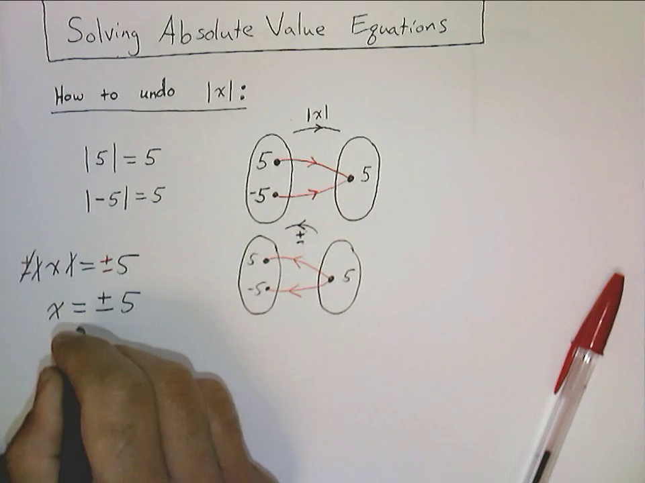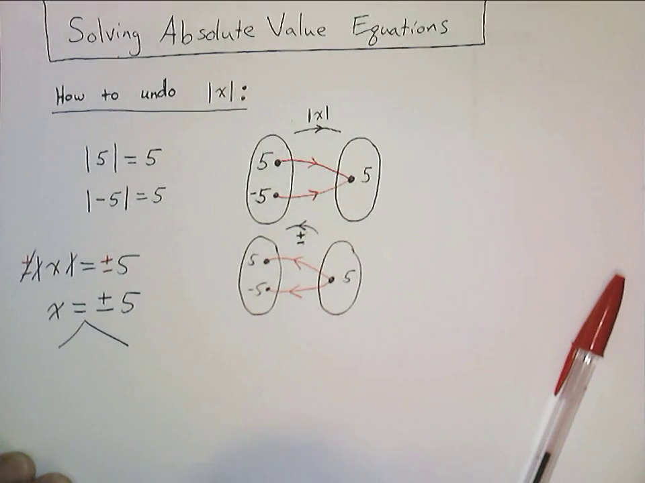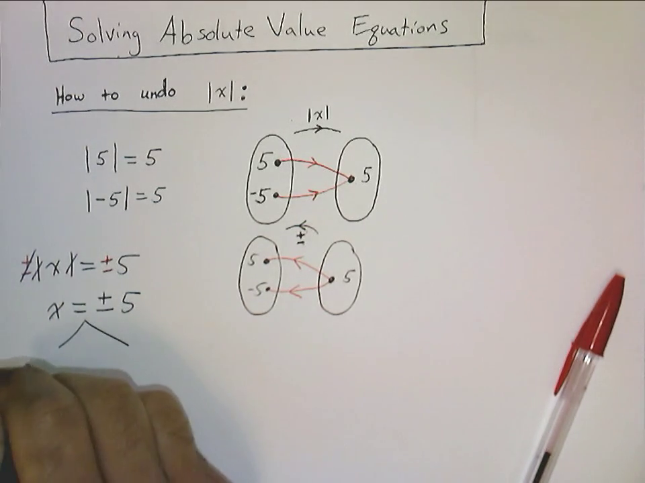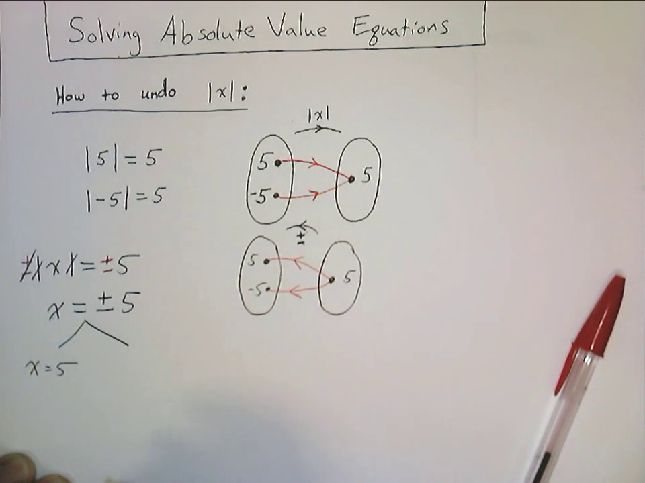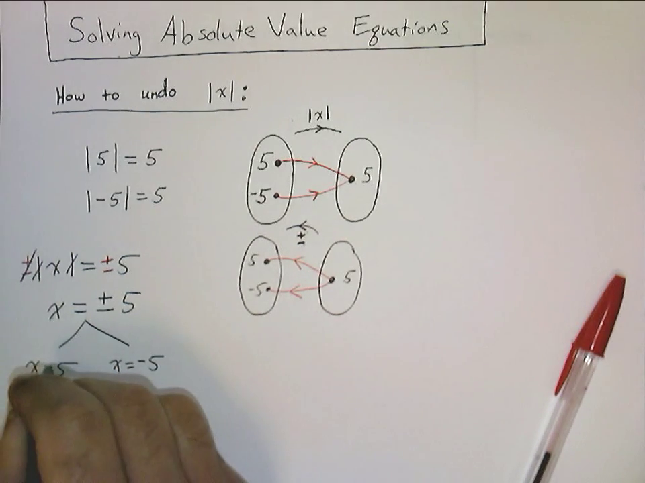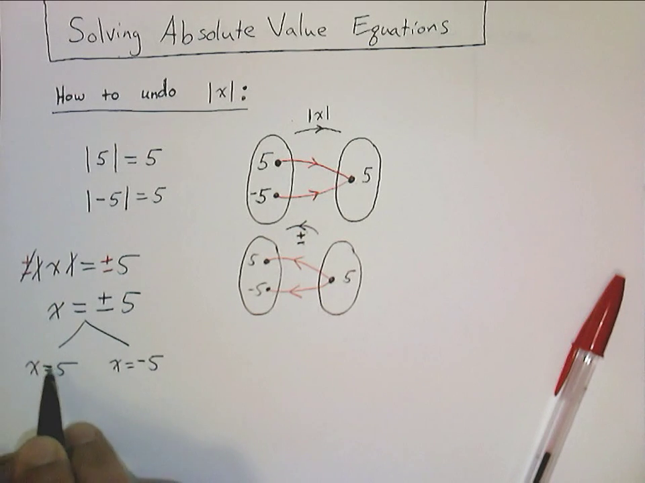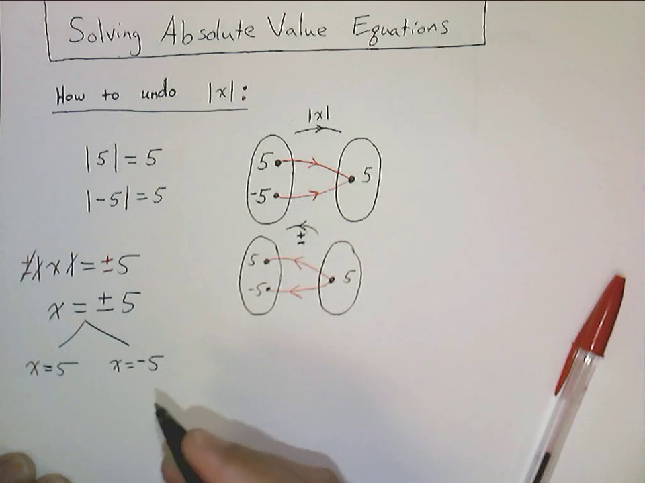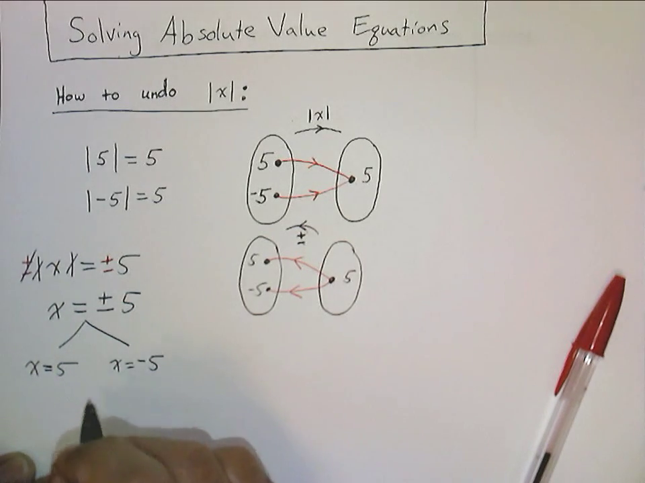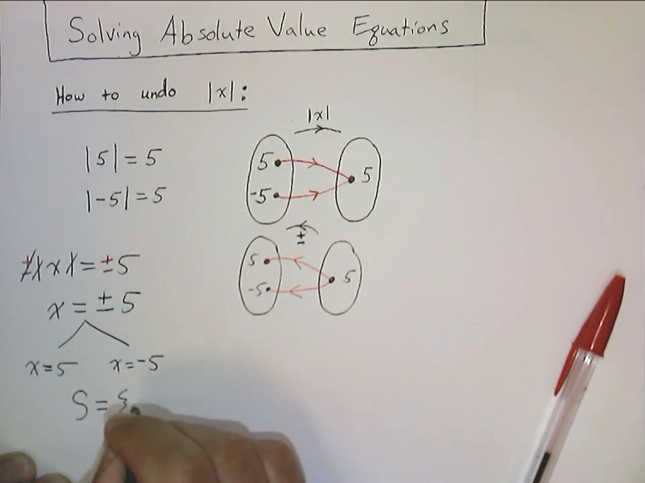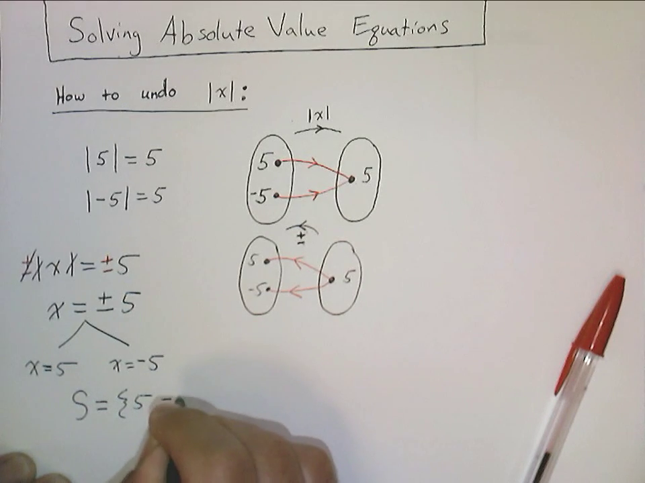What this really means is that we actually have two different equations going on. One equation in which x is equal to positive 5, and a second equation where x is equal to negative 5. So we have two solutions. This is where the set notation comes in a bit more than in previous examples, when we have more than one solution. We say that the solution set is equal to the set of both 5 and negative 5.